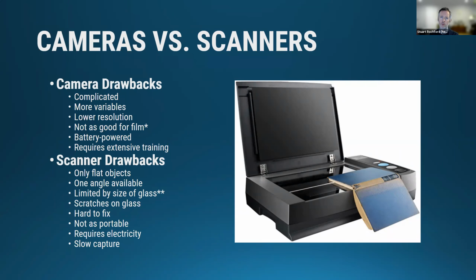They are not as good for film, but I did put an asterisk there because if you spend a lot of money, you can do pretty good scanning with cameras. If you have a good macro lens and a good light kit, you can get some pretty high resolution scans with cameras, but scanners are just a little bit easier. You can just put them on the flatbed and press scan at a high resolution.